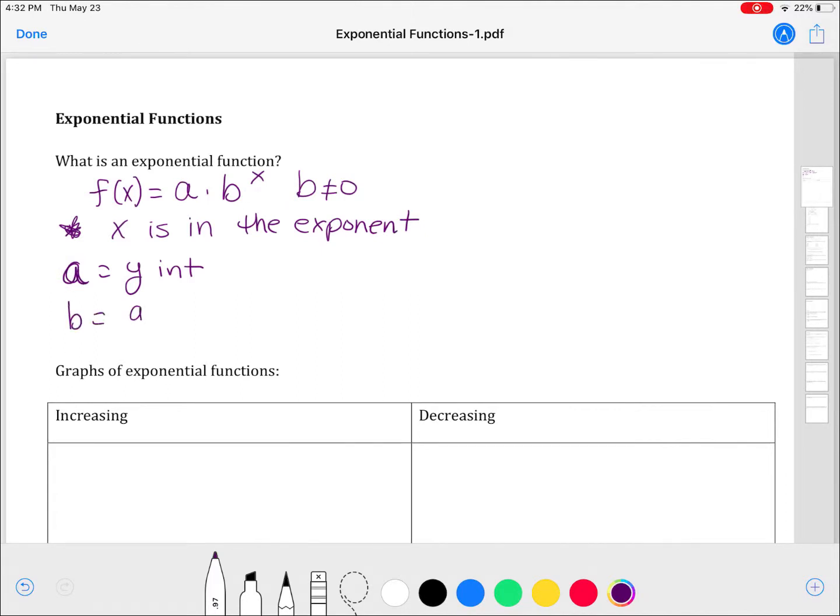b is what's called your growth factor, and that's what tells us if the graph is increasing or decreasing.